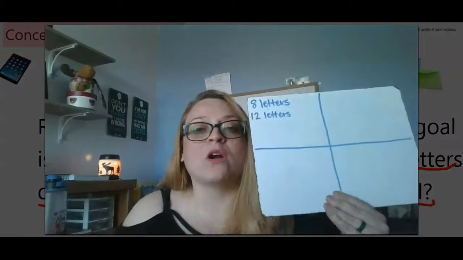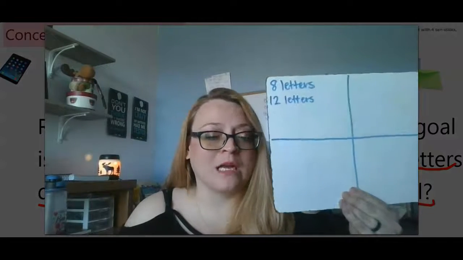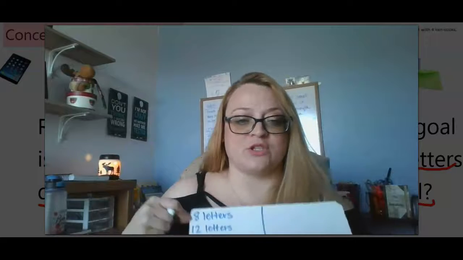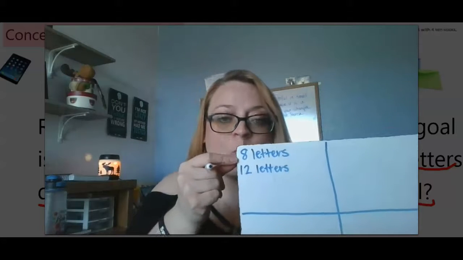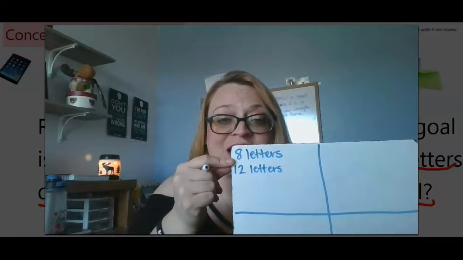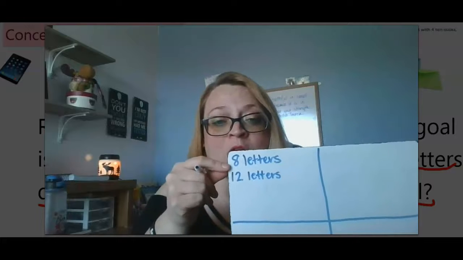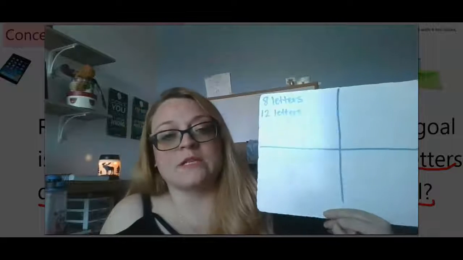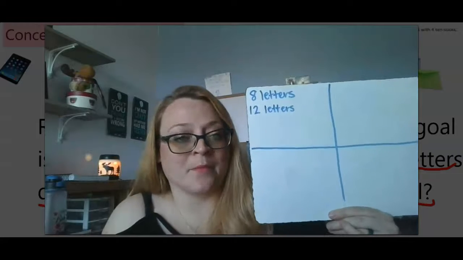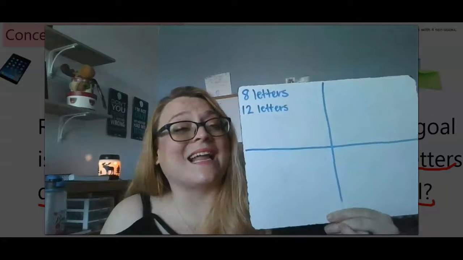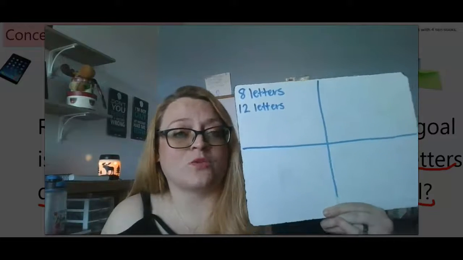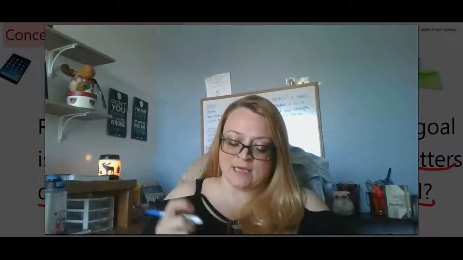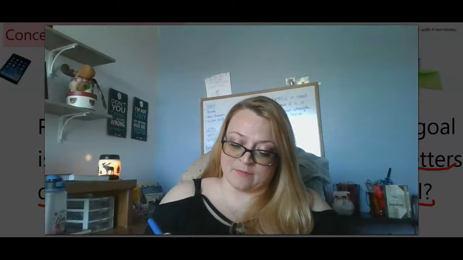How many more letters? That word more tells me that she's not trying to put these two pieces together. One of these is our whole, and she needs to go from one part to the other part. Okay, so our whole is always our biggest number. So since I know that one of these is my whole, which one's my whole? 12, because 12 is my biggest number.